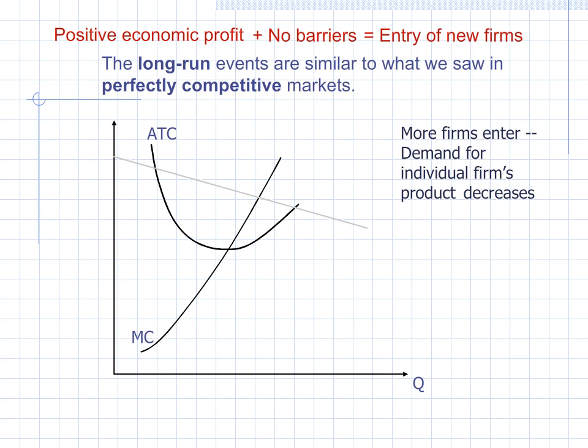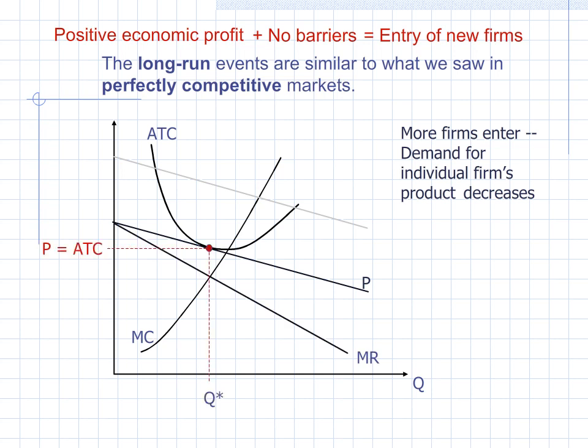How long does this process go? In this sense, it is very similar to the perfectly competitive case. The process of firms' entry will continue until this market is no longer attractive. And that will happen when each firm makes zero economic profit. So the demand curve will go down to right here. And that is the point where price equals average total cost, and that means zero economic profit.